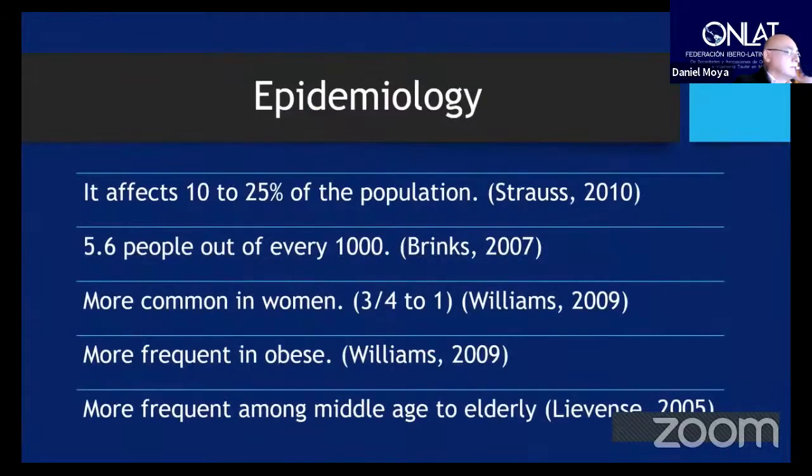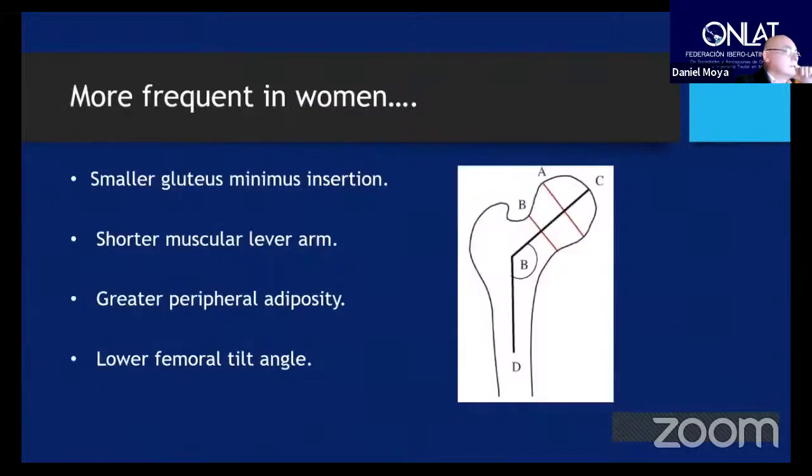What about epidemiology? Well, this condition has been shown up to 20% of the population, and it is common to find it in women, obese patients, and especially at the middle age. Why is it more frequent in women? Well, there are some anatomical and biomechanical reasons. The insertion of the gluteus minimus is in general smaller in women, the lever arms of the muscles are shorter, and there is some peripheral adiposity and lower femoral tilt angle.